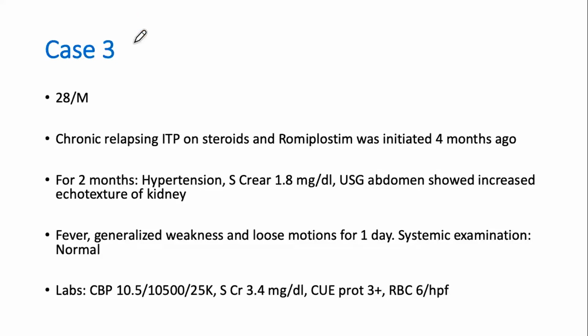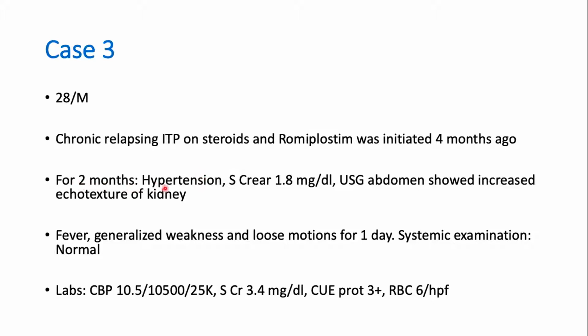Moving to the next case, he is a 28-year-old male, a known case of chronic relapsing ITP. He was initiated on steroids for quite a long period. Because he didn't respond to the steroids, he was started on romiplostim, a thrombopoietin stimulator, which is a protein molecule. He was initiated 4 months before presenting to us.